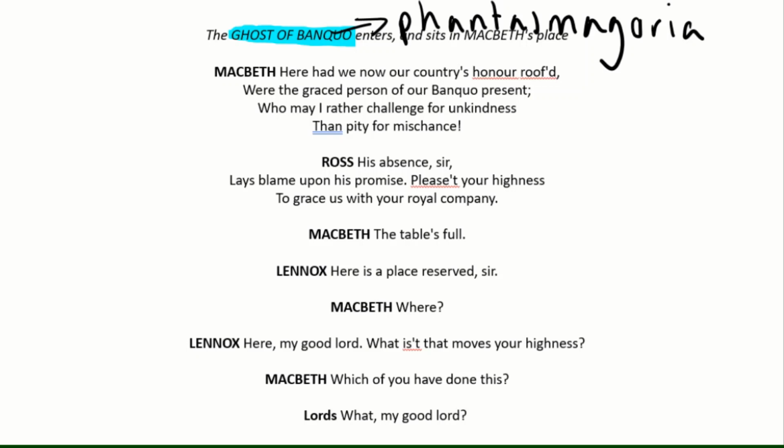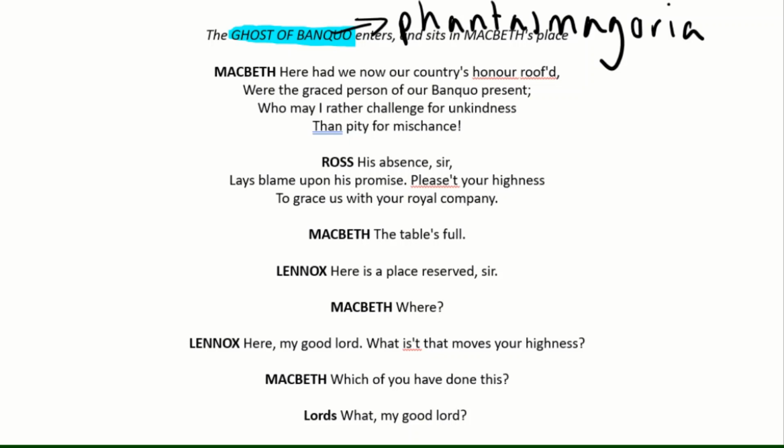Here had we now our country's honours roofed, were the graced person of our Banquo present, who may I rather challenge for unkindness than pity for mischance. His absence, sir, lays blame upon his promise. Please it your highness to grace us with your royal company.